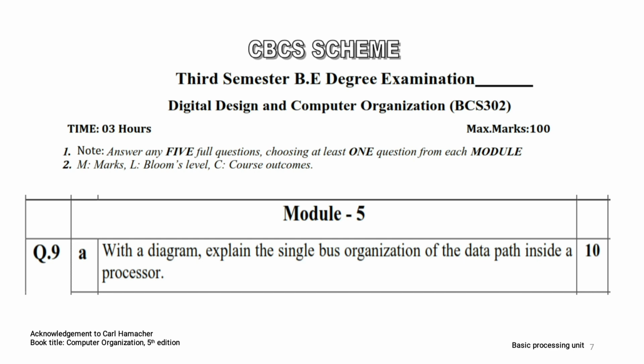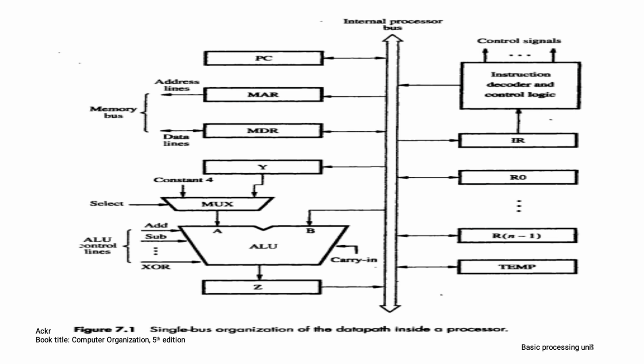It carries 10 marks. So to answer this question we need to know this diagram. This is Figure 7.1 given in the textbook Computer Organization, 5th edition, by author Carl Hamacher. Our sincere acknowledgement and thanks to author Carl Hamacher. The whole content of the discussion is taken from this textbook.